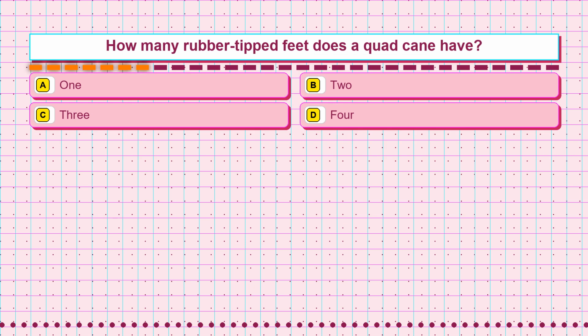Question 67. How many rubber-tipped feet does a quad cane have? Option A, 1. Option B, 2. Option C, 3. Option D, 4.